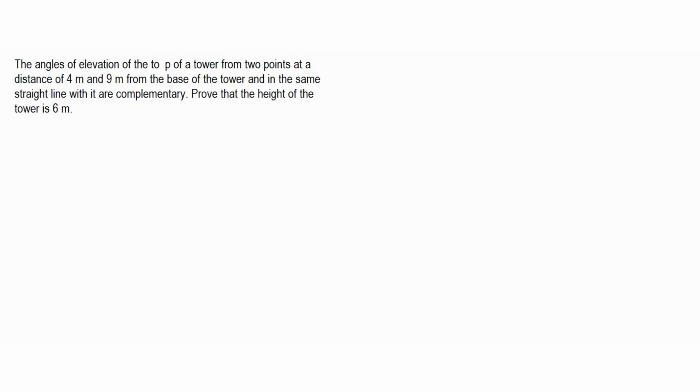So in this case, it's given that there is a tower, and there are 2 points in line with it. So there are 2 points A and B which are in the same straight line with it. Let this point be A and let this particular point be B. And this is 90 degrees. This is the tower, so let's name it as TR. This is the top of the tower and this is the bottom of the tower.